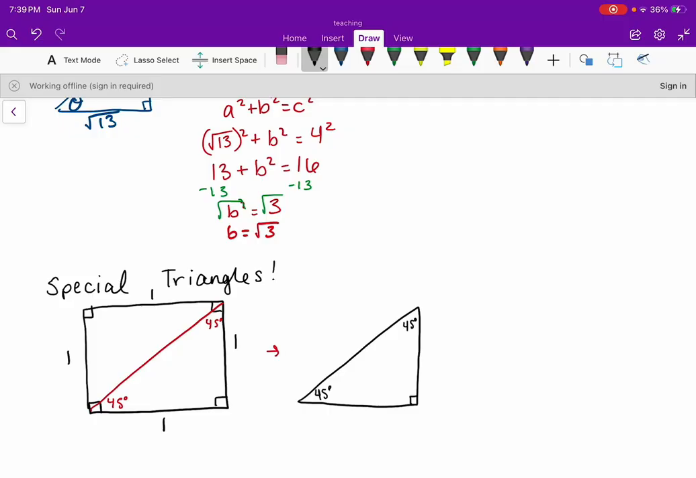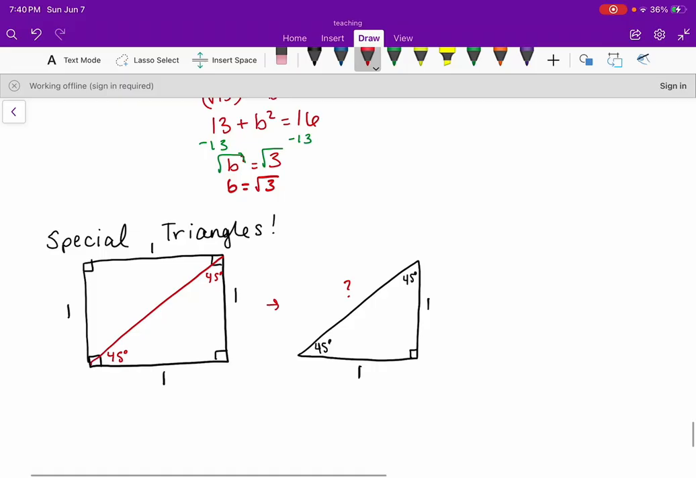And just a reminder, triangles always add up to 180 degrees, so that's why we need 180 degrees in our triangle. So if both of these legs of my triangle are 1, I need to find my hypotenuse. How do I find my hypotenuse? How do I find the missing side of a triangle?